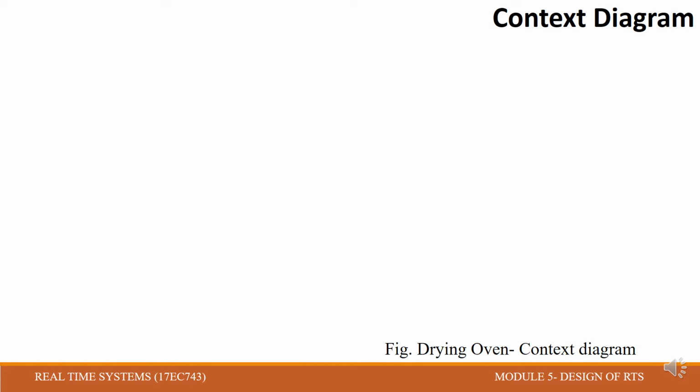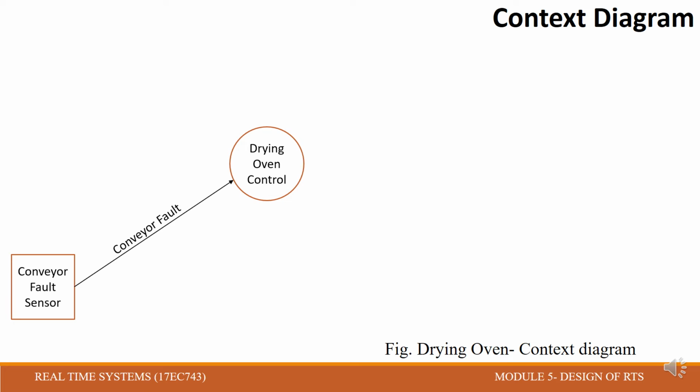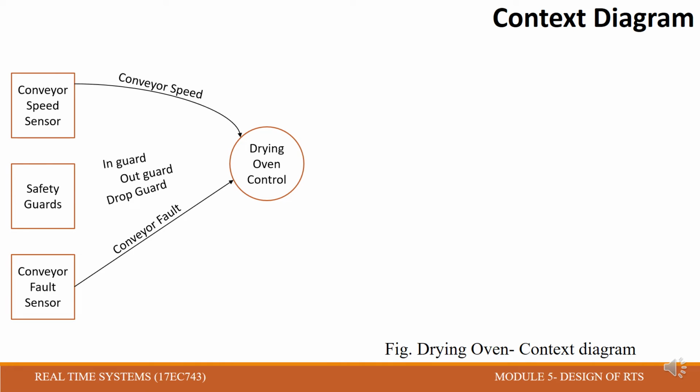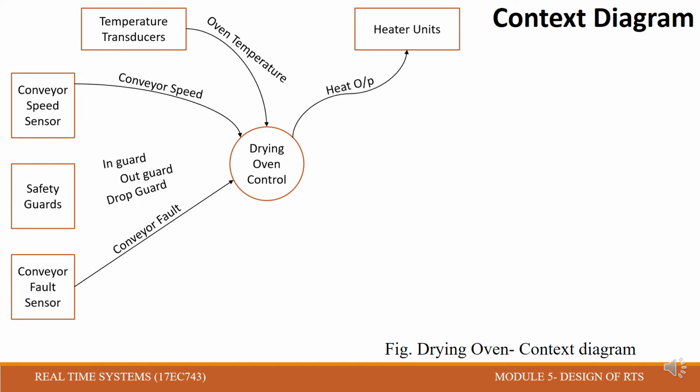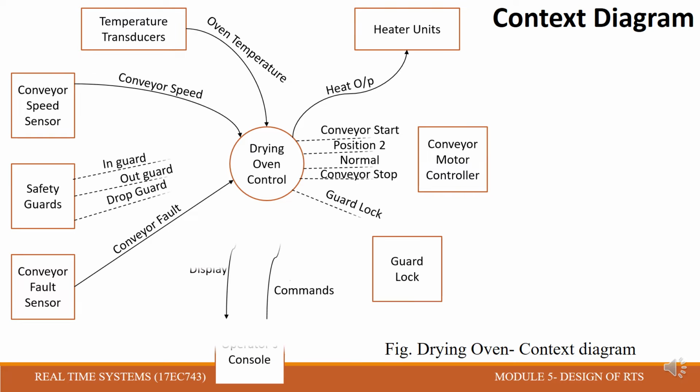Context diagram. Here we are trying to understand the drying oven context diagram. The figure shows the context diagram written for the drying oven. We can see there are many entities present here, which are represented in blocks.